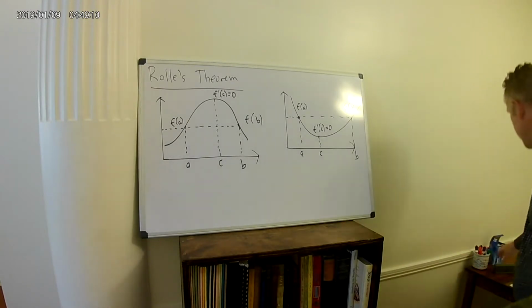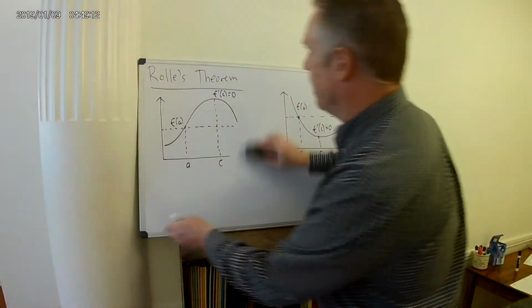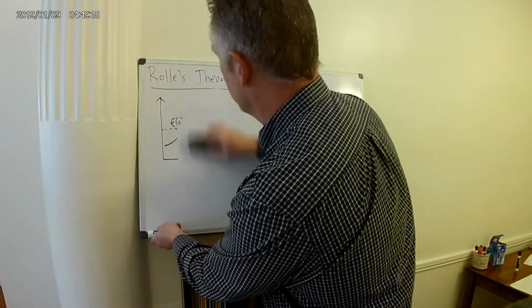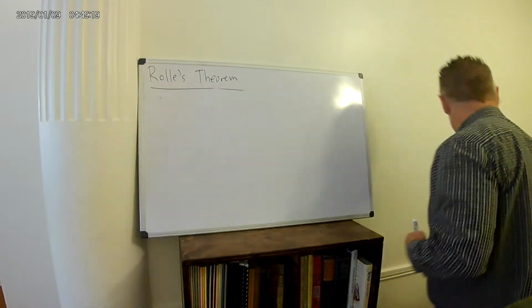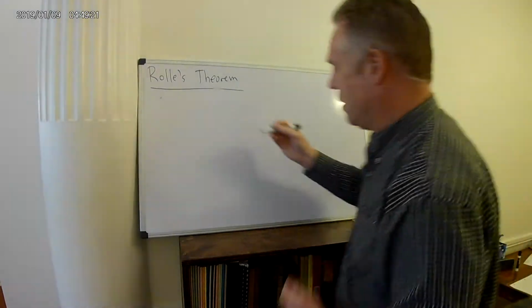In fact, we could have more than one maximum or minimum. Let's draw a function like that. So we don't need to just have one maximum or minimum. We could even have a function that looks like this.